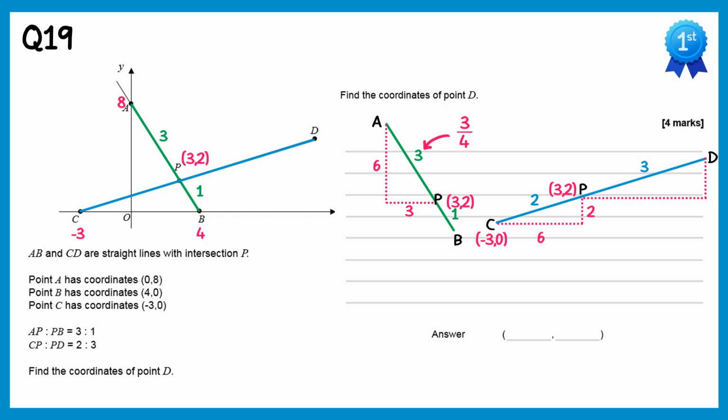So horizontally, previously we went 6, now we'll go another half on top of that, half of 6 is 3, add that on we get 9. Vertically we went 2, half of 2 is 1, add that on you get 3. So to get from P to D I need to go horizontally 9 and vertically 3. So start with 3, 2, horizontally 9 we get to 12, 2, and add 3, going vertically we get to 12, 5. So the coordinates of D are 12, 5.